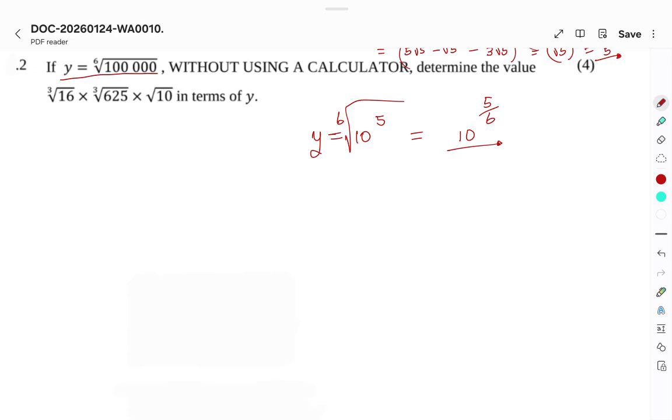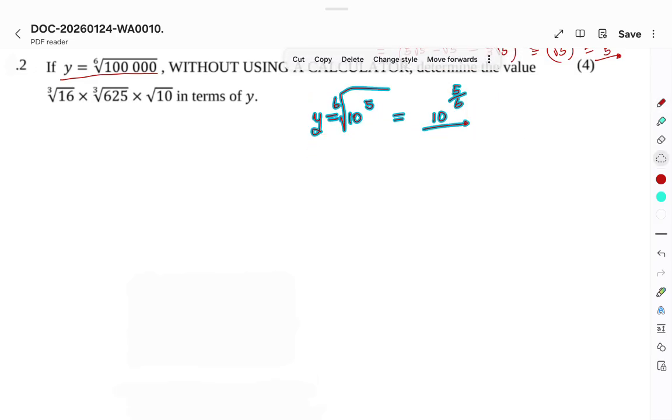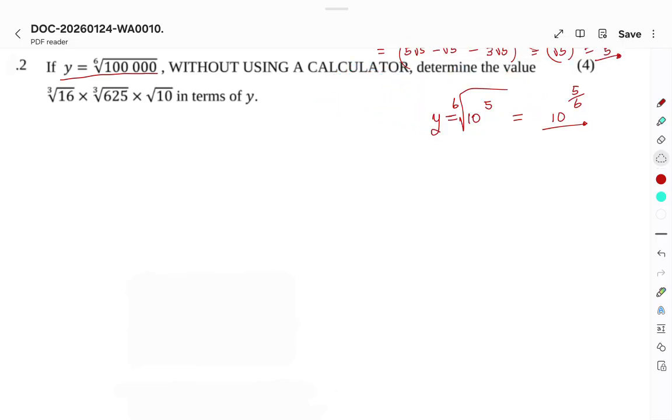We know our y is equal to that one. Let's just take this thing and put it aside. We'll use it down the line. Okay, then the question says, without using a calculator, determine the value of, we are given that we have the root of the cube root of 16, the cube root of that, the cube root of that. We need to determine this in terms of y.